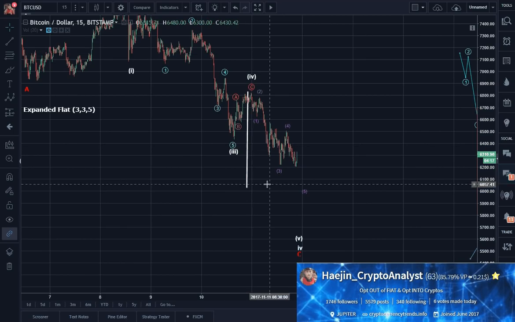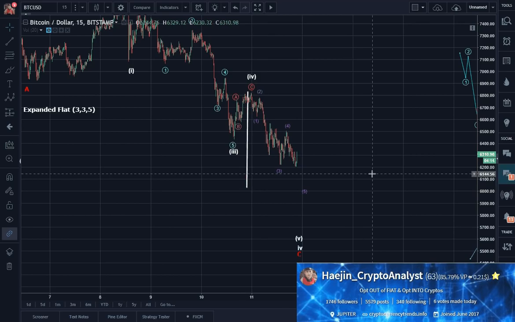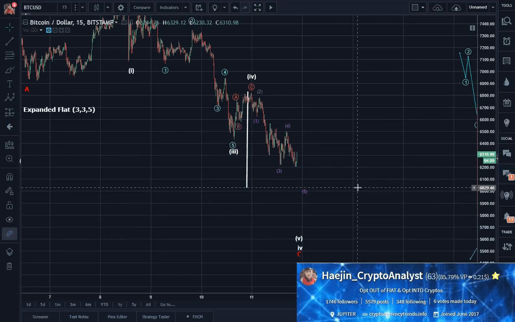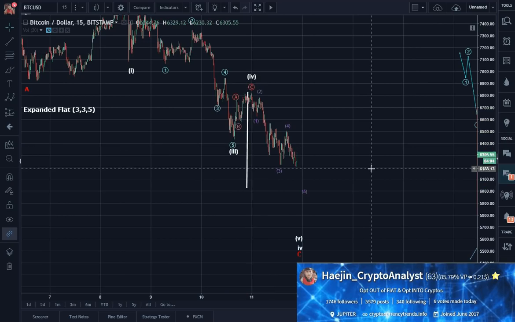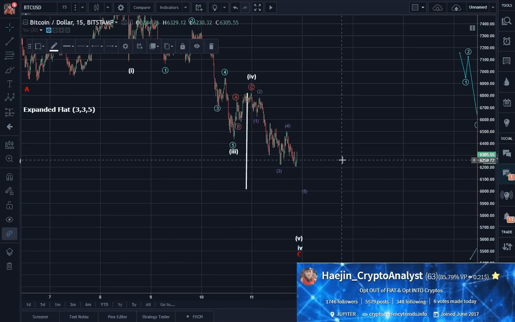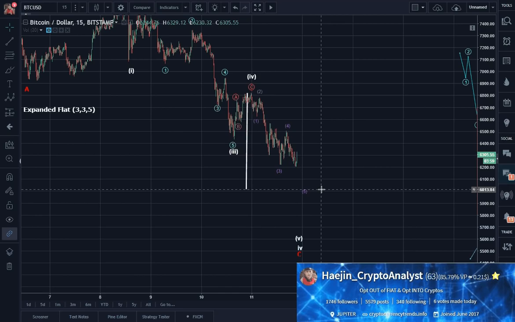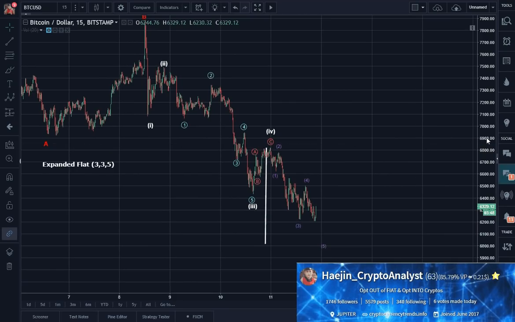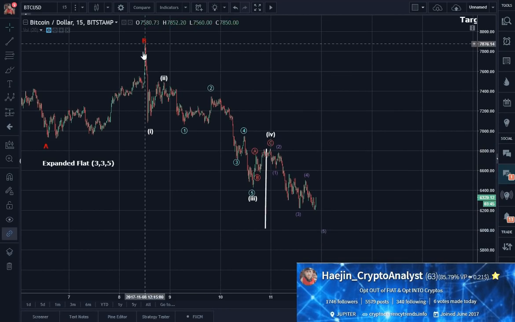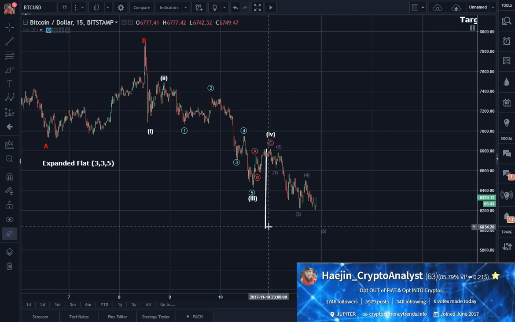Dang, that is pretty good. Look at that. So if that's correct, then the bottom will be $6,013. That would be really, really interesting. Wave 1 will be equal in price height to wave 5, and 5 will be at around here.